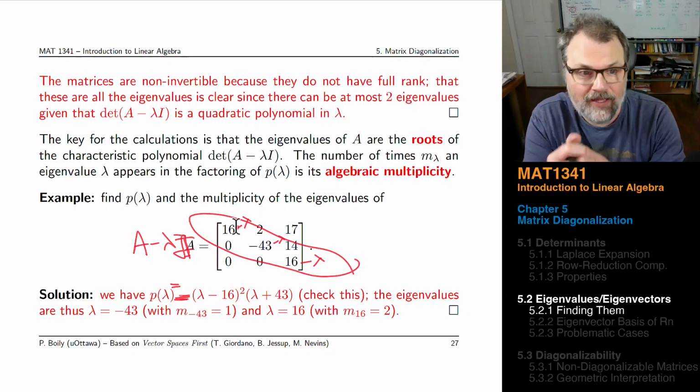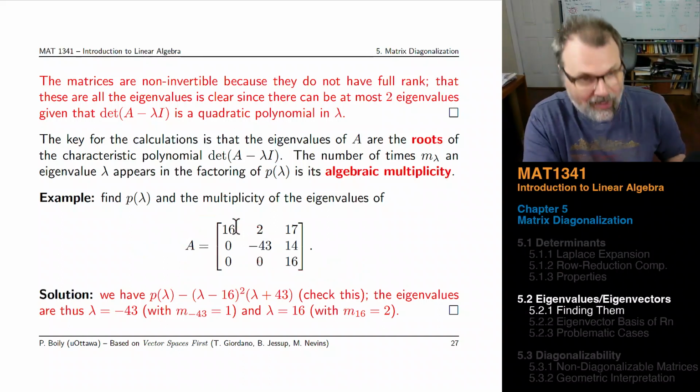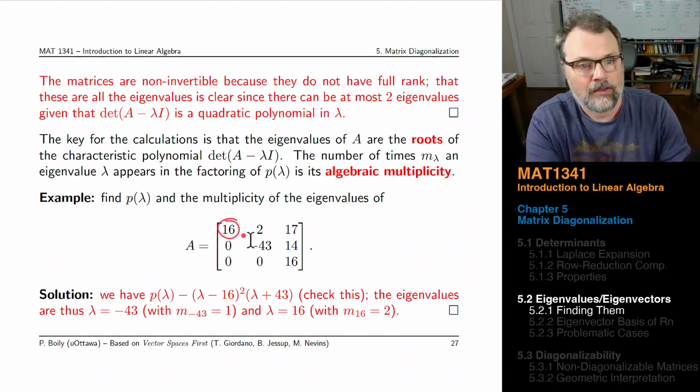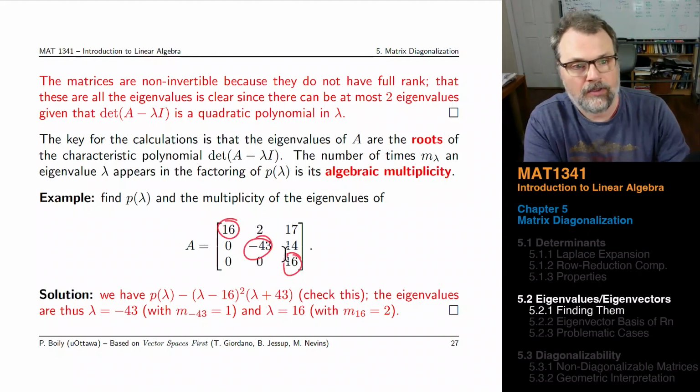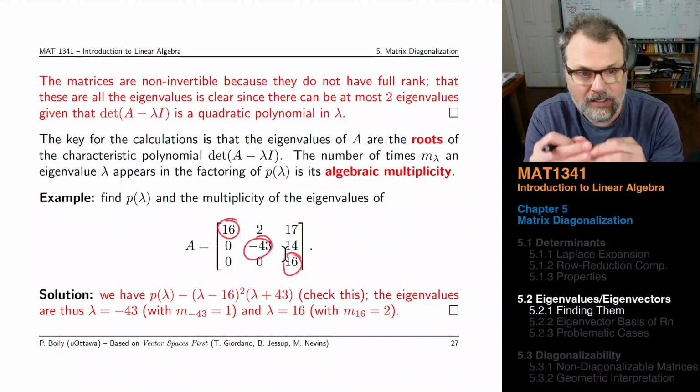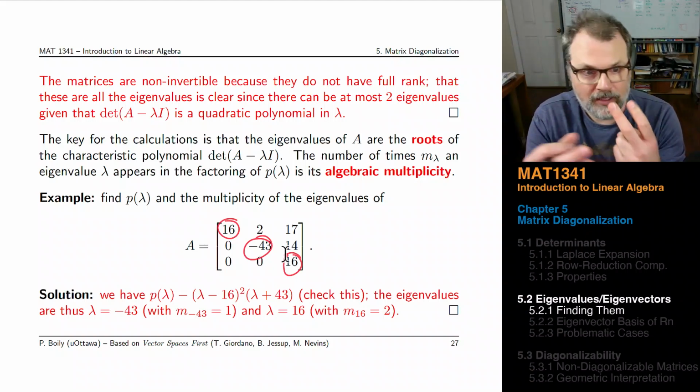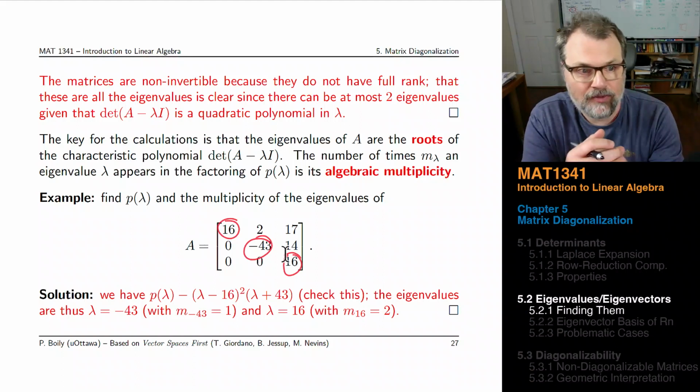The eigenvalues would then be rather simply directly the elements on the diagonal. So 16 is there twice, so its algebraic multiplicity is 2. And minus 43 is there once, so its algebraic multiplicity is 1.